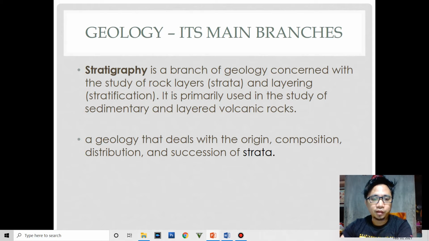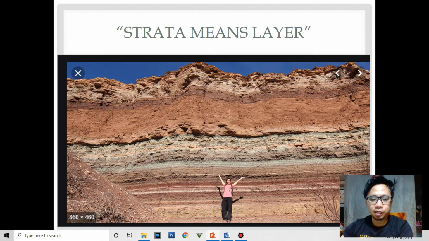We have here stratigraphy. It is a branch of geology concerned with the study of rock layers, strata, and layering or stratification. It is primarily used in the study of sedimentary and layered volcanic rocks. So this is a geology that deals with the origin, composition, distribution, and succession of strata. It is quite related to the unconformity, because unconformity presents the layers of the rocks. First, strata means layers.